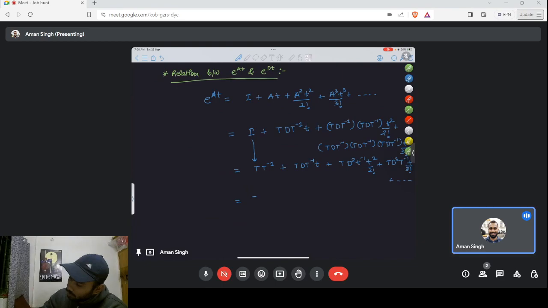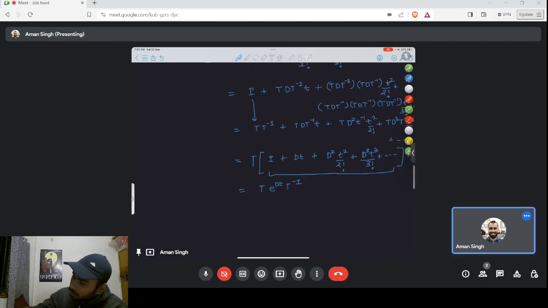Now we take T on one side, I plus Dt plus D squared t squared by 2 factorial plus D cubed t cubed by 3 factorial plus so on, and T inverse on the other side. It turns out that this is actually e to the power Dt. So this tells us that the relation between e to the power At and e to the power Dt is T e to the power Dt T inverse.